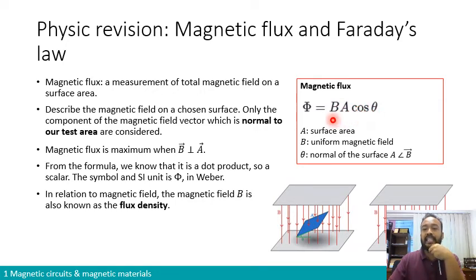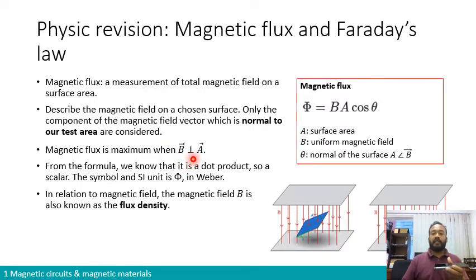So cosine theta, what is it? It is the angle between the normal of the surface A and the magnetic field B. What we call the normal is a vector that is perpendicular to the surface. So it describes the magnetic field on a chosen surface. Only the component of the magnetic field vector that is normal to our test area is considered, right? So it means that magnetic flux is maximum when B is perpendicular to A.